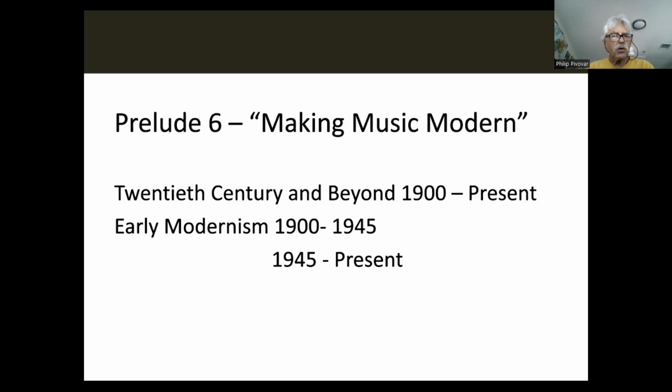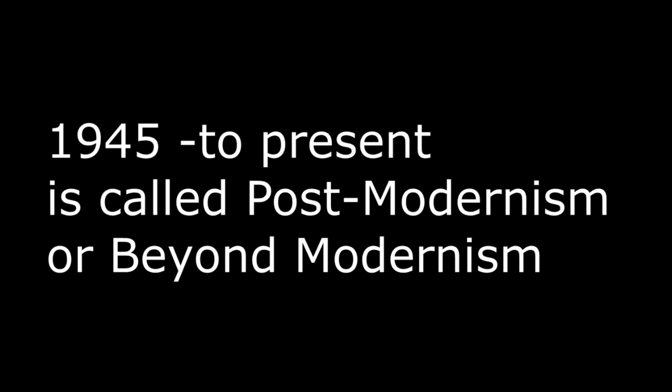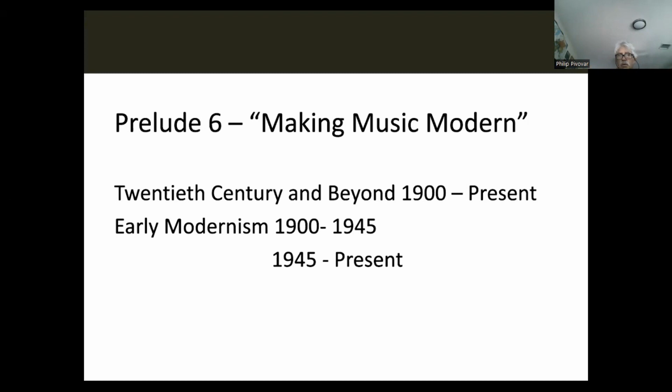This is the video lecture on Prelude 6, entitled Making Music Modern. So this is an introduction to the 20th century and beyond, which is considered to be 1900 to present. And we divide it into two parts, early modernism, 1900 to 1945, and then 1945 to present, but it's all the 20th century and beyond. And of course, we use 1945 because that's roughly the end of World War II.